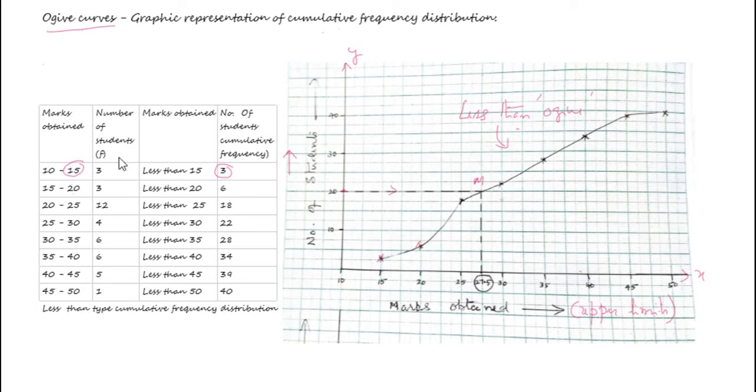Our next point will be the upper limit of the next class, that is here 20, that is the x coordinate, and 6 will be the y coordinate. So here next point, this one is 20,6. Like this we have to plot all the points and then draw a curve passing through all these points, and this curve is known as the less than ogive curve.